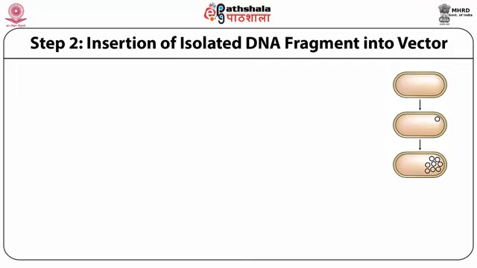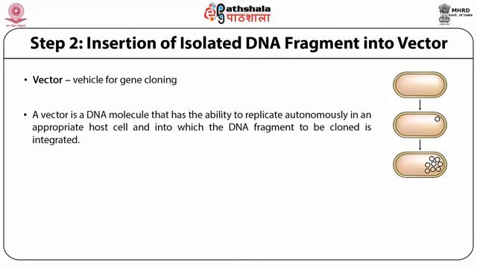The isolated fragment can come from restricted DNA or from DNA libraries and so on. How can this gene of interest be inserted into a vector? To start, we should first know what a vector is. A vector is a vehicle for gene cloning. A vector is a DNA molecule that has the ability to replicate autonomously in an appropriate host cell and into which a DNA fragment to be cloned is integrated.